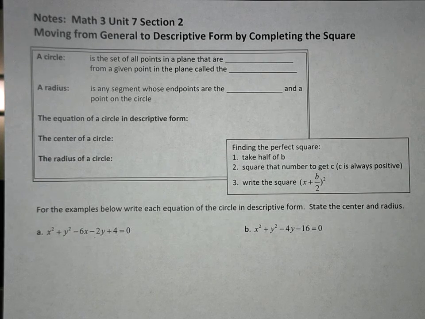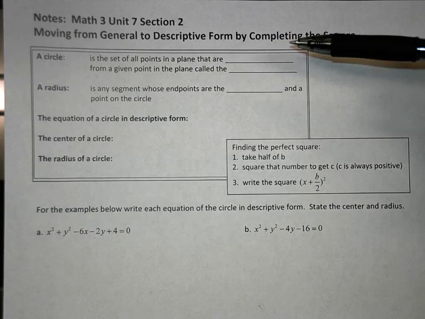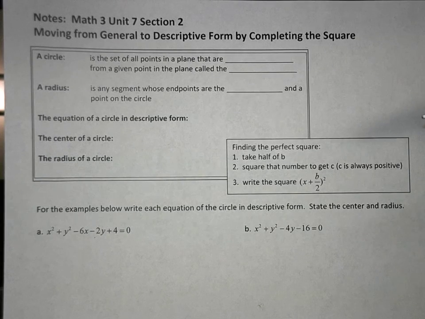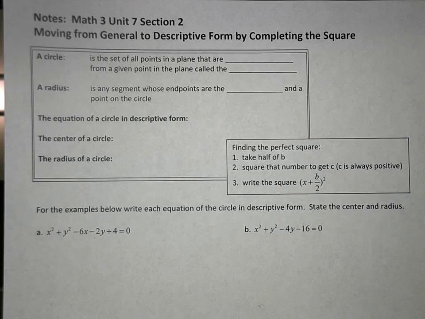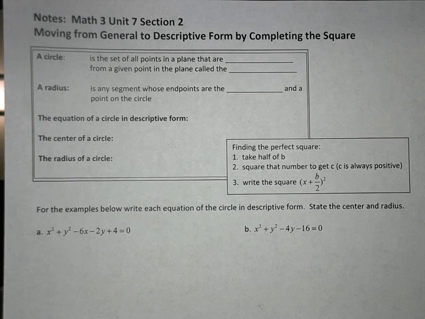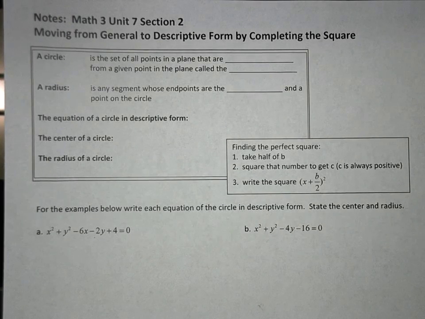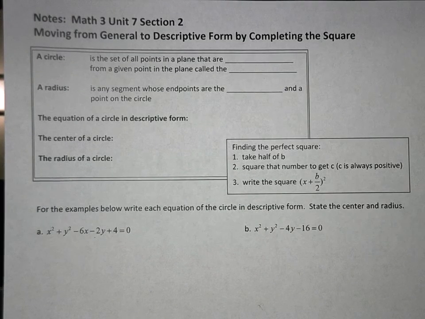Math 3, Unit 7, Section 2. So today we're going to be mainly talking about moving from general to descriptive form by completing the square. We kind of previewed a little bit of that yesterday when we took the b value, divided by 2, and then squared it in order to get the c value, as at the end of Section 1 notes.